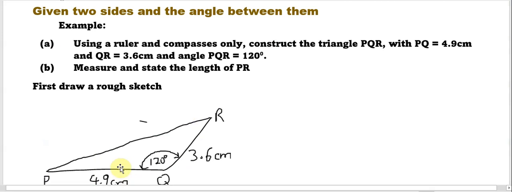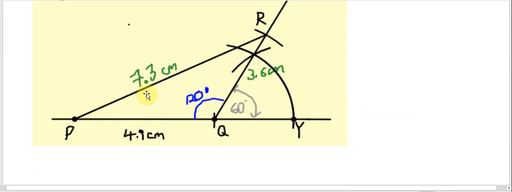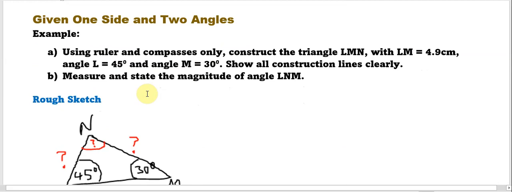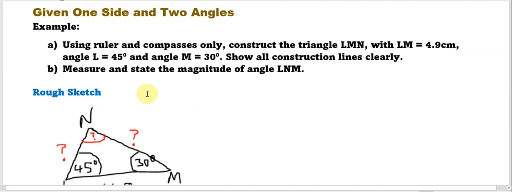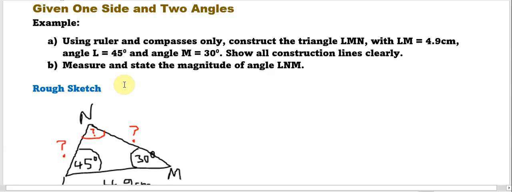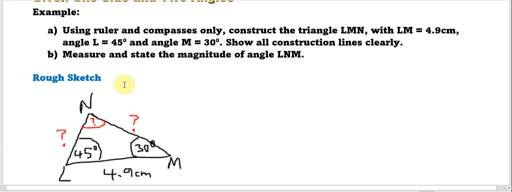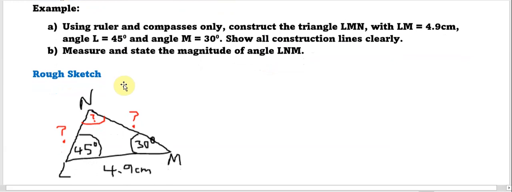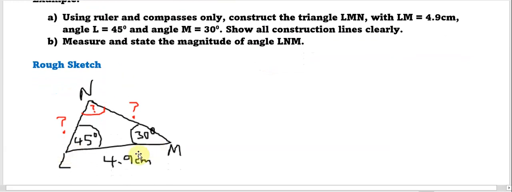Alright, let's look at the third example, given one side and two angles. So here is our example. We are asked to use ruler and compass only to construct the triangle LMN, with LM being 4.9 centimeters, angle L being 45 degrees, and angle M being 30 degrees. So here is my rough sketch: LM 4.9 centimeters, angle L is 45 degrees, and angle M is 30 degrees.